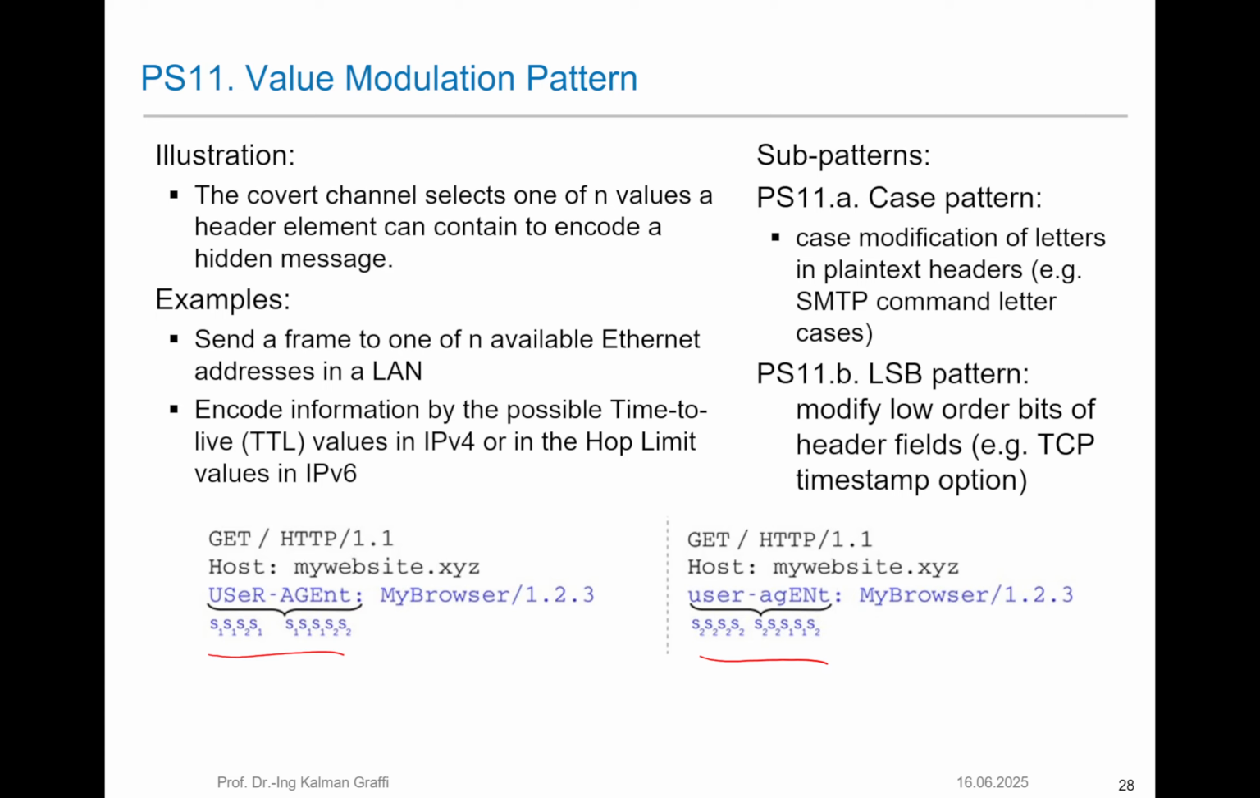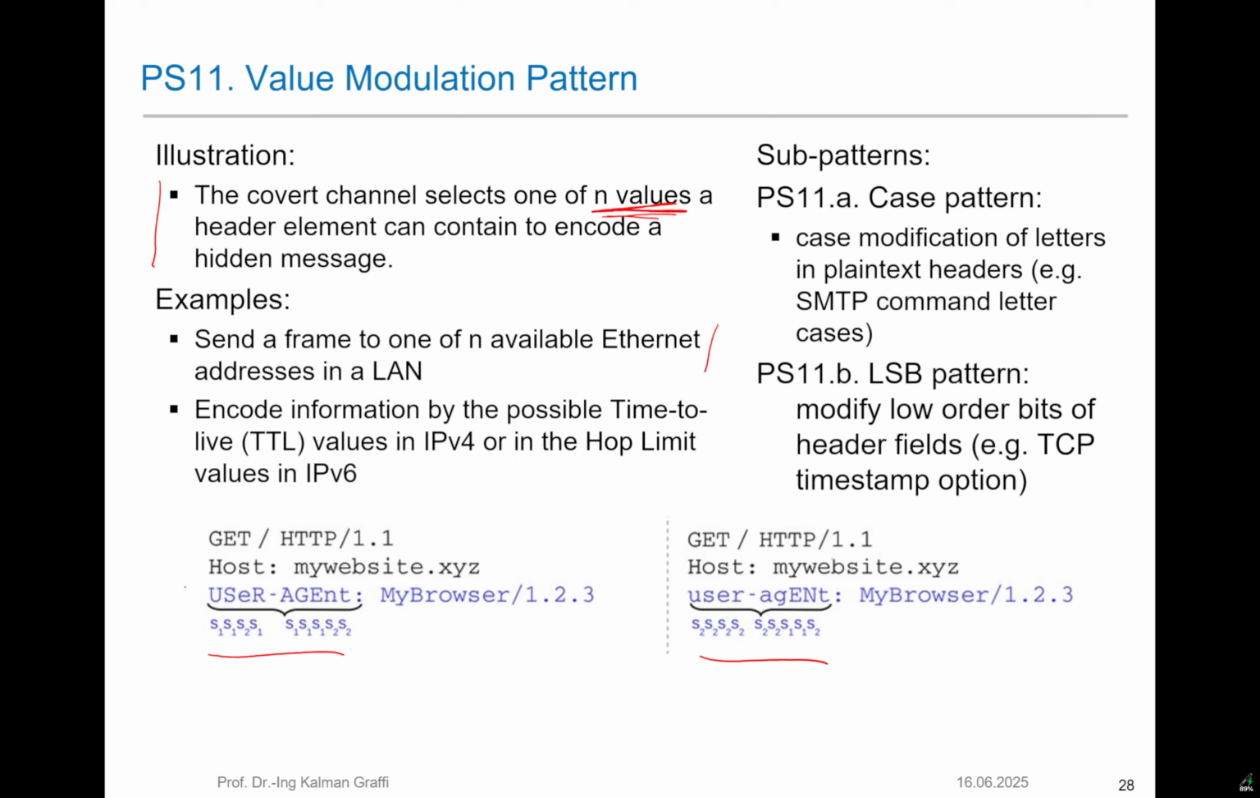What you can also use, so this is HTTP, in a very generic description, is if you have n options to select from for a regular and valid interaction, depending on what you select out of the n values, you make a statement that can be interpreted as information. So where can you embed this value modulation as well? You have n values, which one do you select?